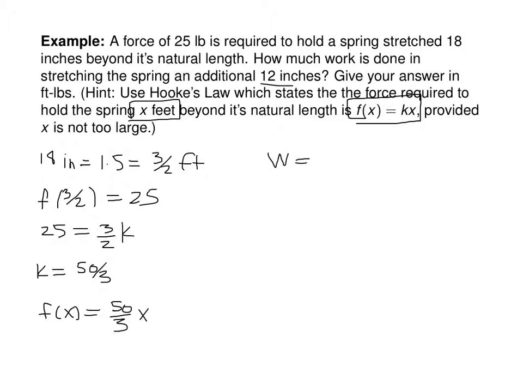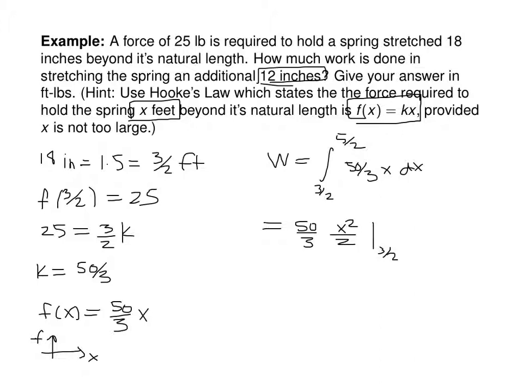Now for the total work here, you have on the y-axis the force equation, which is measured in, I guess that must be pounds, and you have the x, which is measured in feet. To get foot-pounds you have to integrate, and we want to say moving an additional 12 inches, so that would be from 3/2 to 2.5, which would be 5/2. So the integral of 50/3 x dx. So that's 50/3 times x squared over 2, evaluated from 3/2 to 5/2. Now 50/3 divided by 2 would be 25/3. 5/2 squared is 25/4 minus 9/4. It will be 25/3.